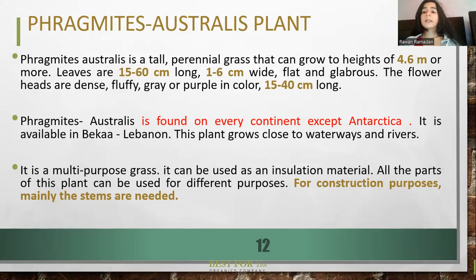This plant is invasive and grows fast and causes problems to farms, so they usually burn it. So in order to save our environment, it is more beneficial to use the stems of this plant in concrete purposes. So this plant is a multi-purpose grass, and usually for construction purposes, we use the stems.